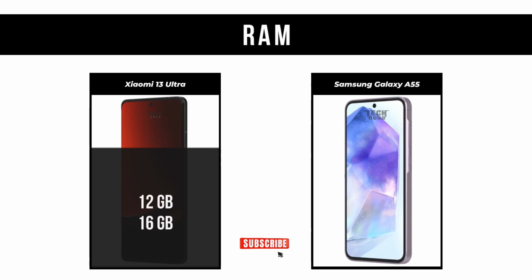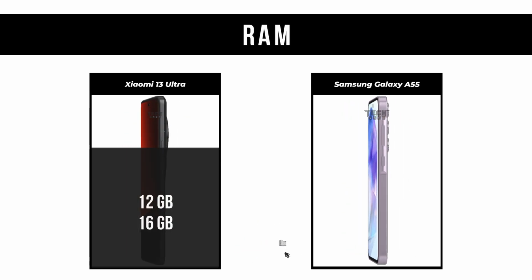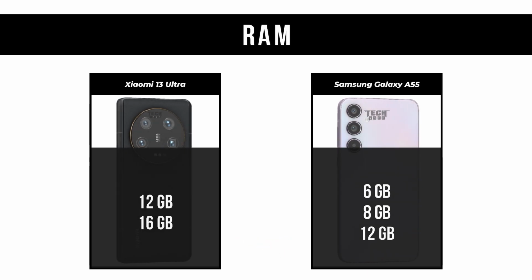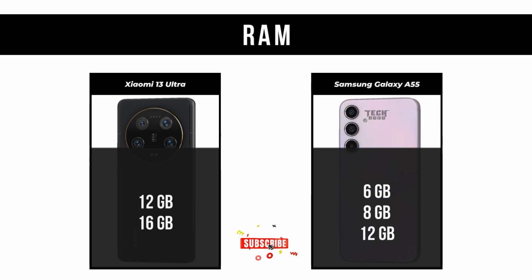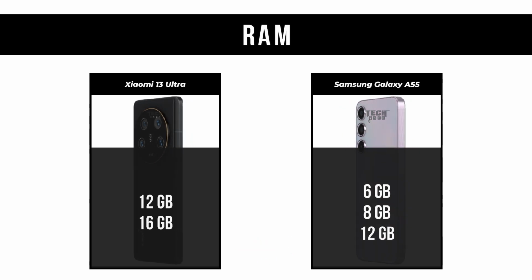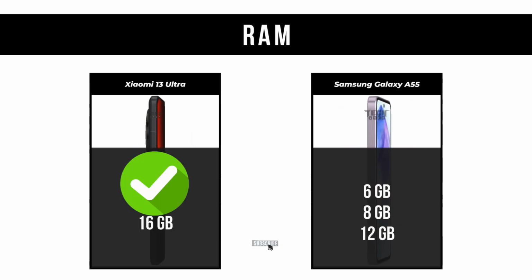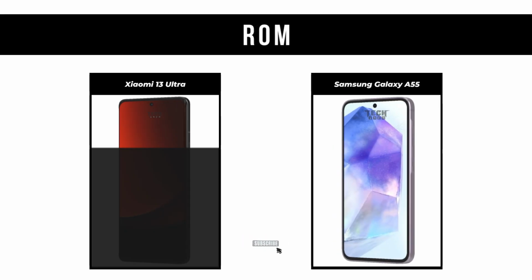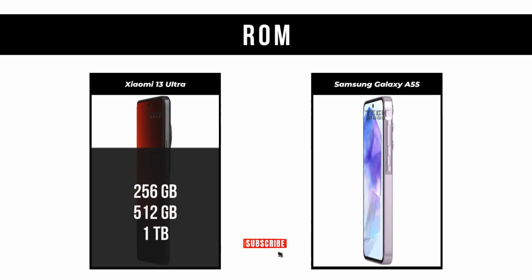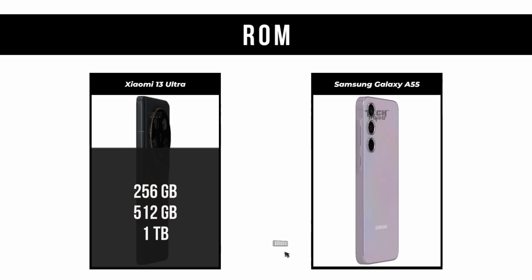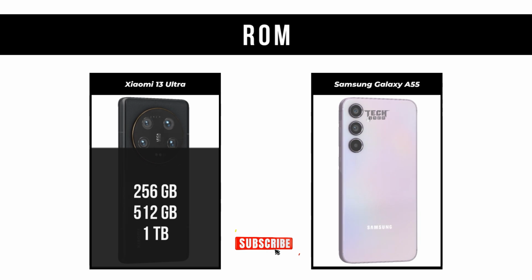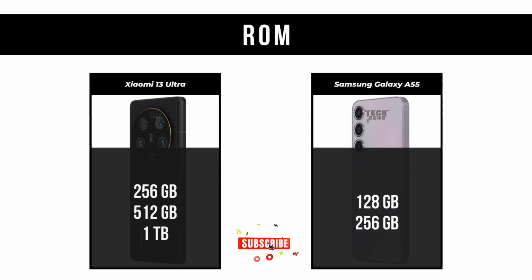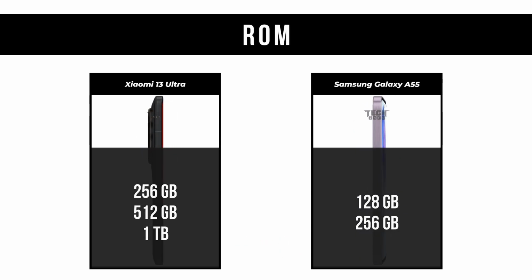RAM. Xiaomi 13 Ultra is 12 GB and 16 GB. Samsung Galaxy A55 is 6 GB, 8 GB, and 12 GB. ROM. Xiaomi 13 Ultra is 256 GB, 512 GB, and 1 TB. Samsung Galaxy A55 is 128 GB and 256 GB.